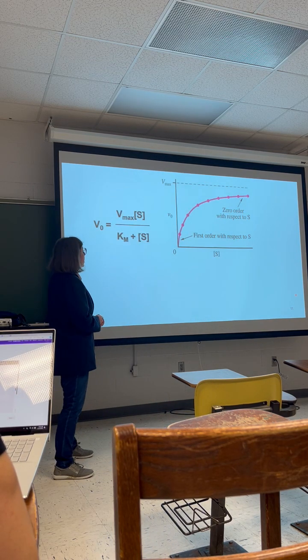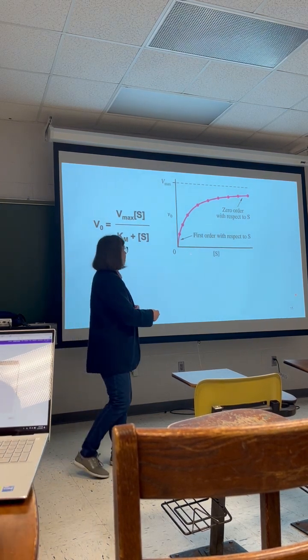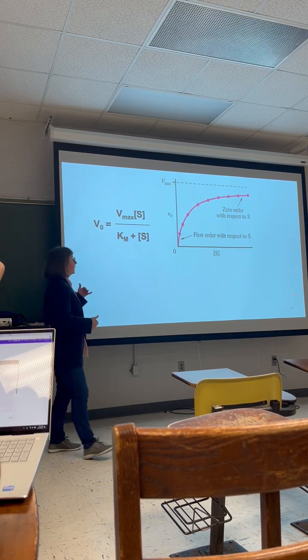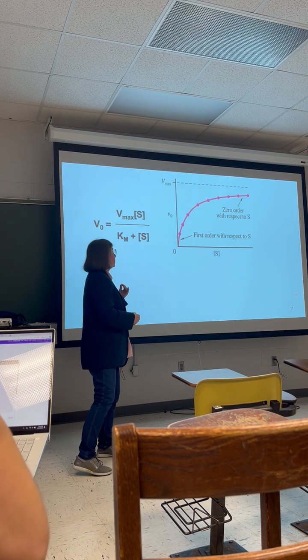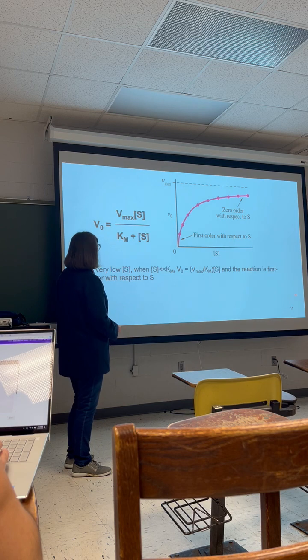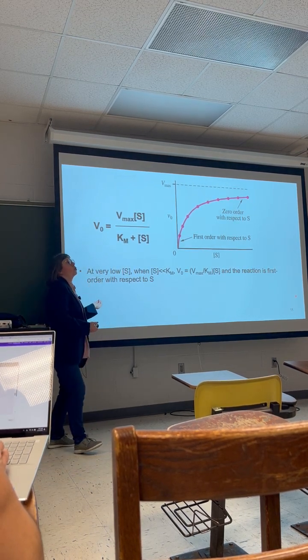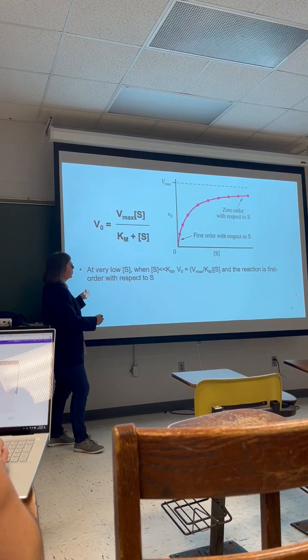Okay, now this is still the plot of V0 versus substrate. Here we are not highlighting Km, but we are highlighting two other features. So what happens when substrate is very, very low or very, very high? If substrate is very, very low, and by very, very low, I mean much, much lower than Km, so somewhere here.